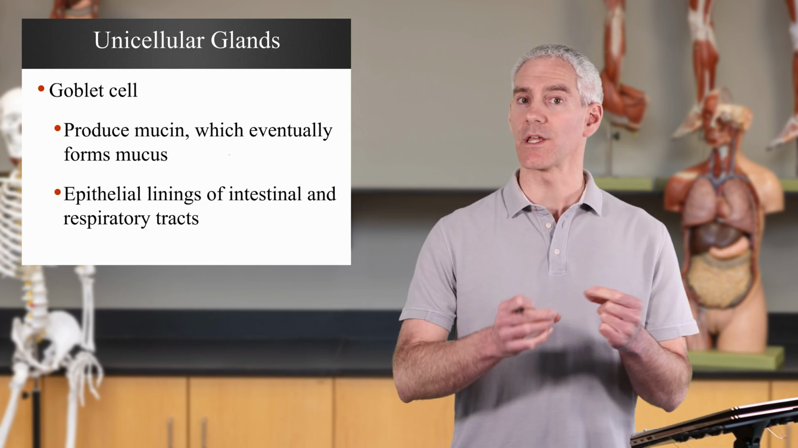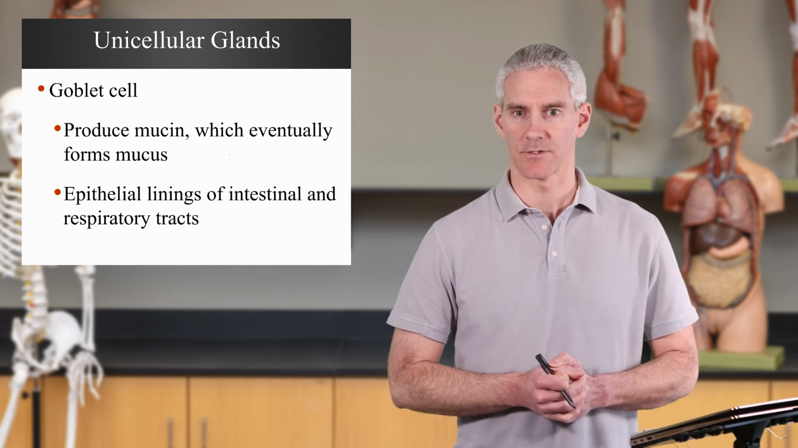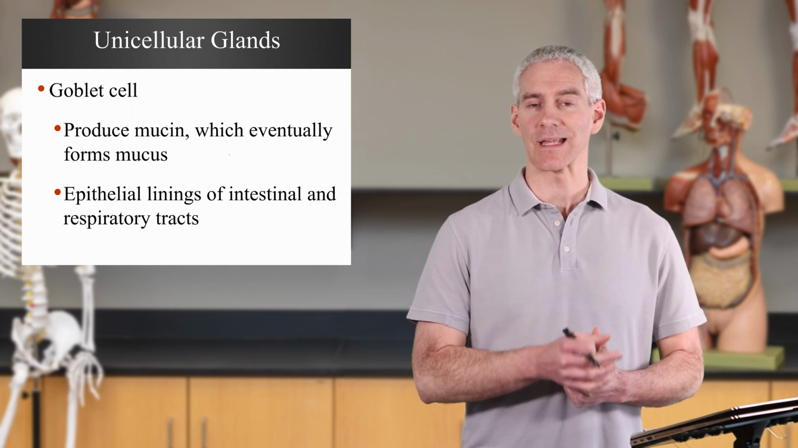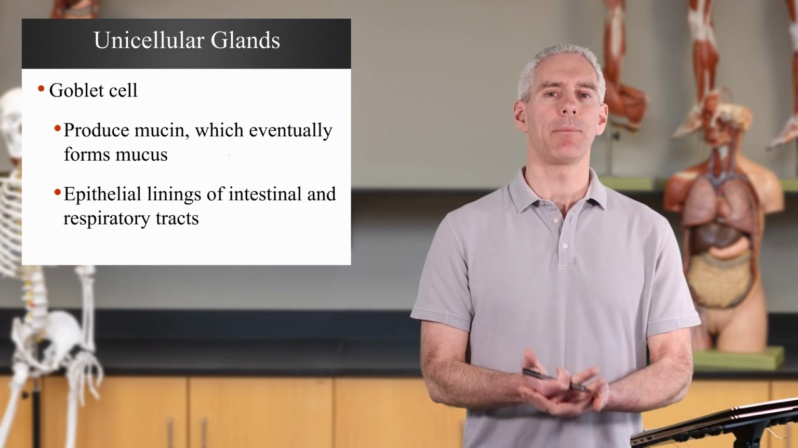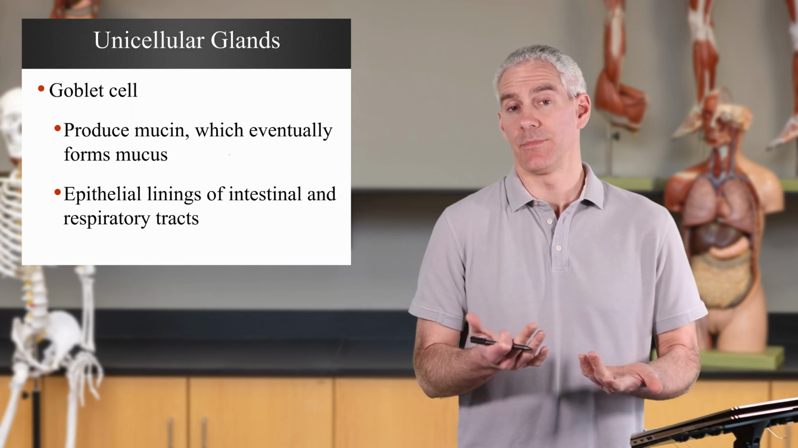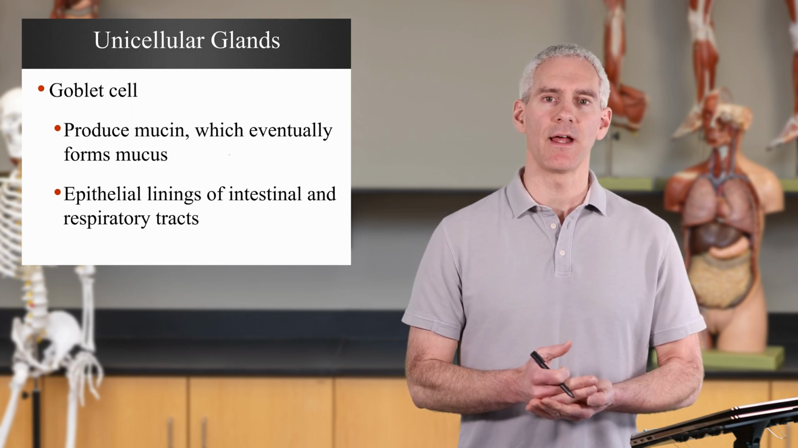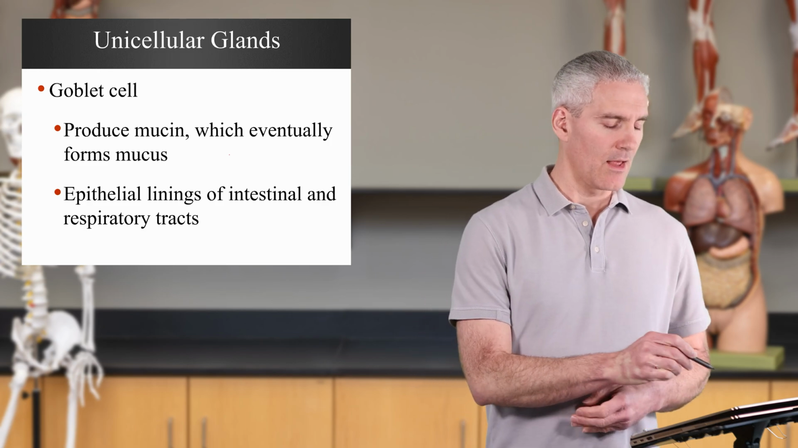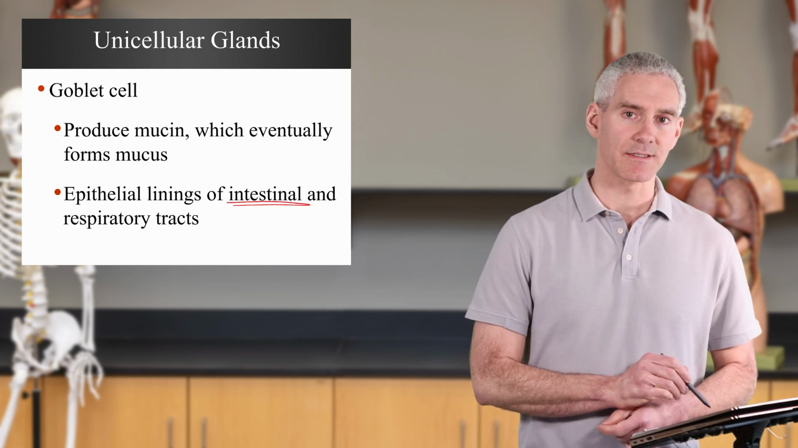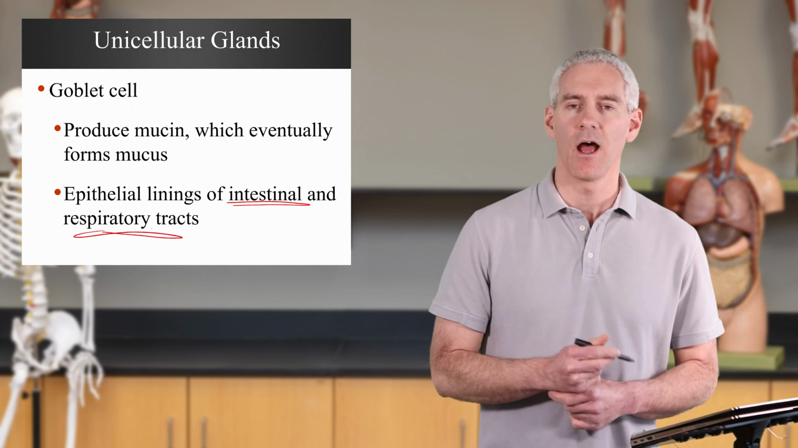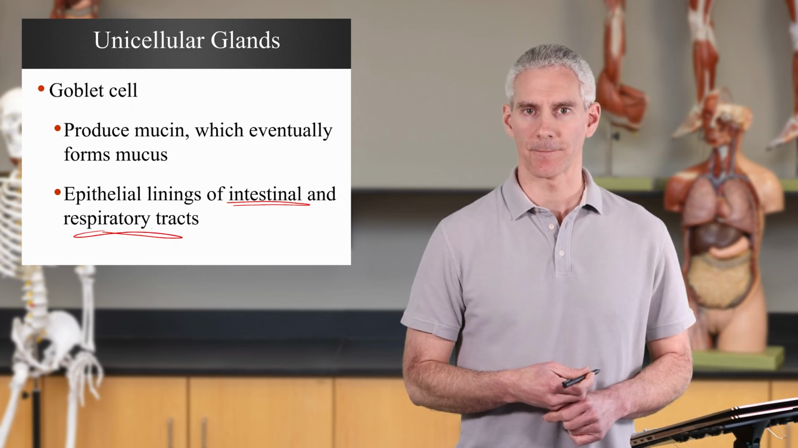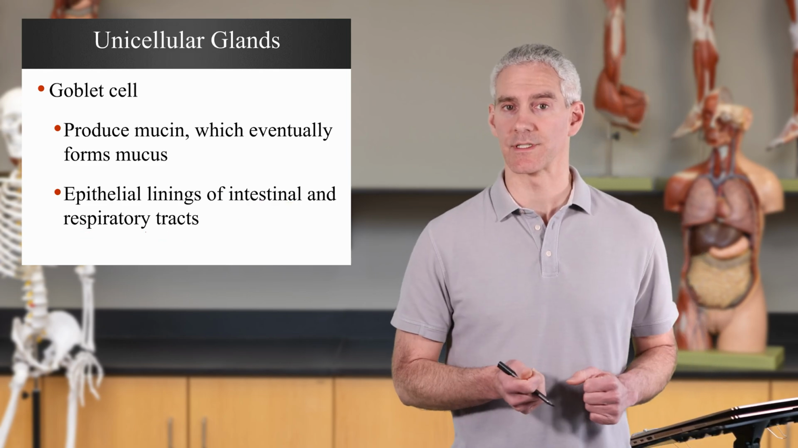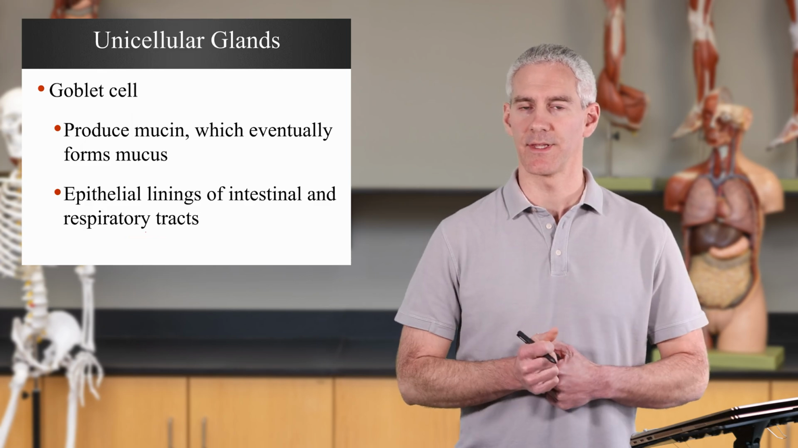The second differentiation was unicellular versus multicellular. For unicellular, I kept mentioning goblet cells. We talked about it. Well, sure, here it is. Goblet cells produce mucin, basically mucus. These secretions are then propelled along the surface of that tissue. You have epithelial linings from your intestines, as well as your respiratory tract, that are going to be lined with mucus. In the respiratory system, the mucus is meant to help trap particles that you're breathing in.